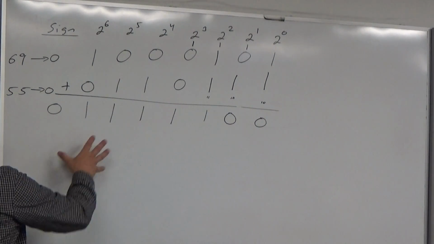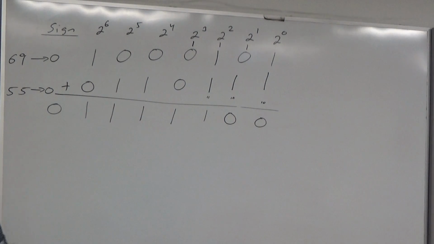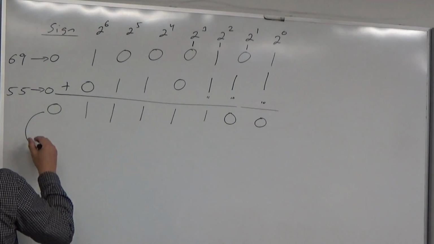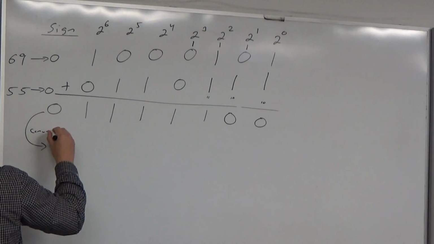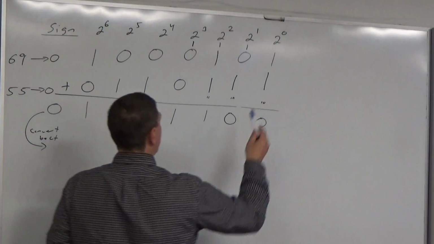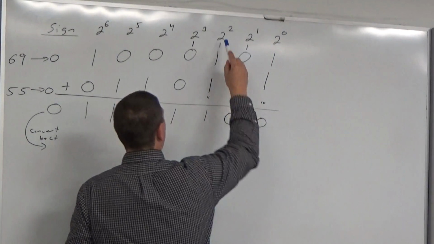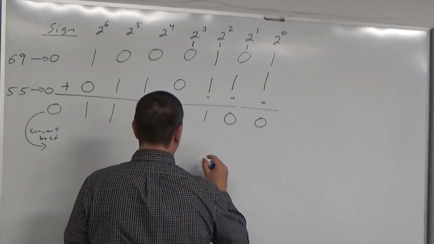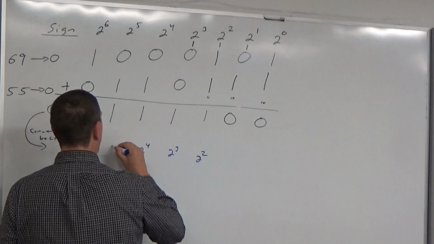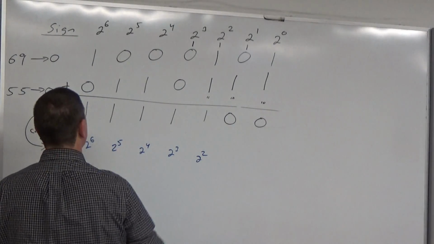The last thing a computer would do is spit out your answer, right? To spit it out, doesn't it convert it back into decimal? So let's do that. The last thing it's going to do is convert back. Nothing here, nothing here. This is 2 squared for this guy, 2 to the 3rd, 2 to the 4th, 2 to the 5th, and 2 to the 6th.